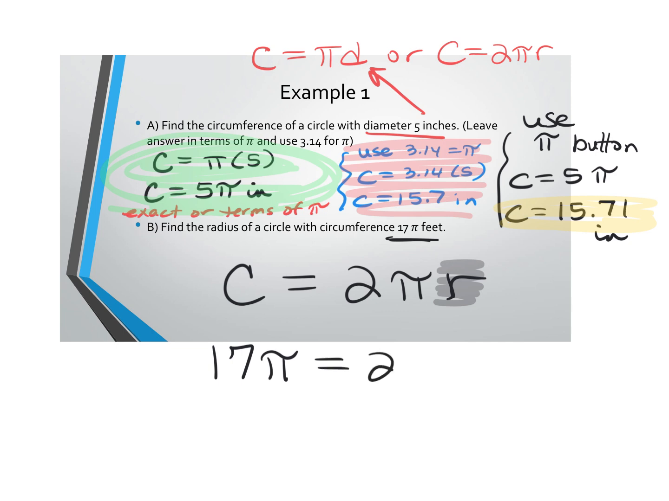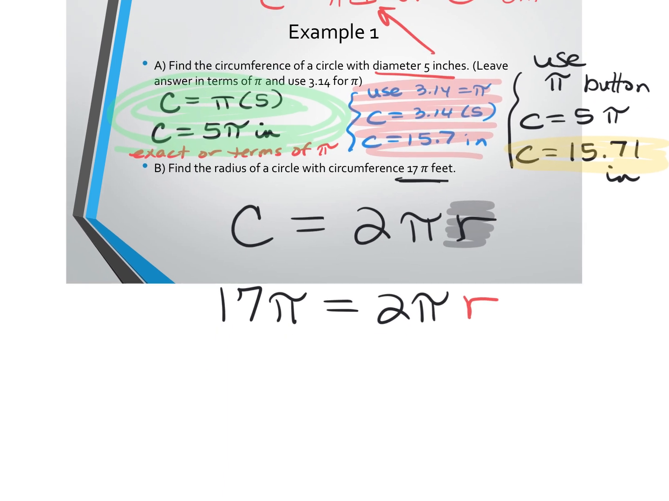I'm going to leave the 2 pi, and I'm solving for the r. Now notice the 2, the pi, and the r are all being multiplied. So what I need to do here to undo multiplication is divide. Now, if you want, you could divide both sides by 2 pi in one step, but just let me show you step by step. Divide by pi. When I divide by pi, notice the pi's cancel on both sides.